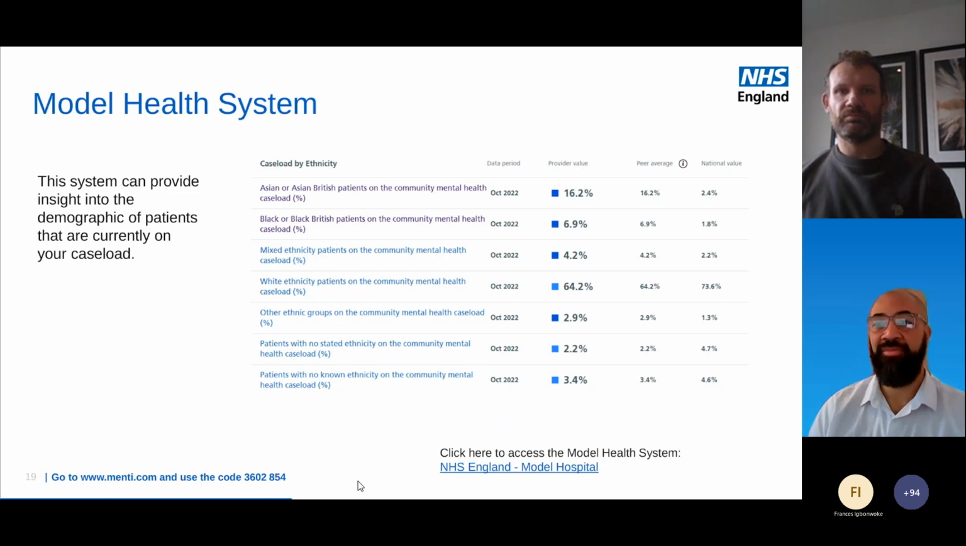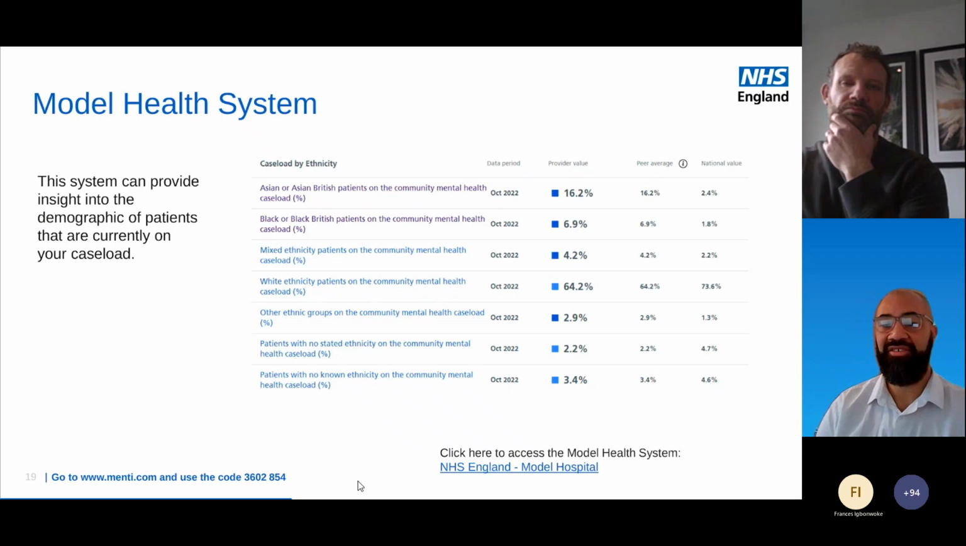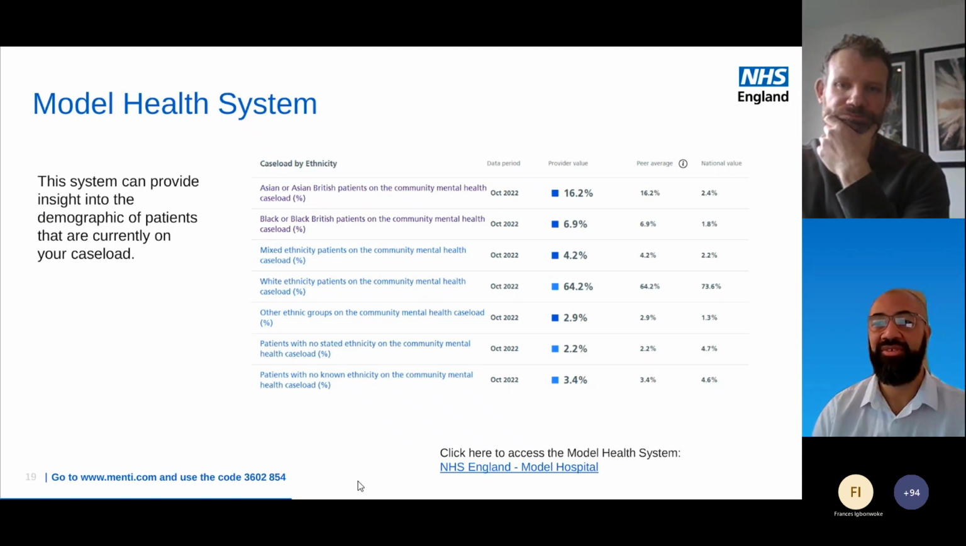You can also have inpatient data on the Model Health System, and this can be broken down by age and gender, so you can see if there are any disproportionate groups being admitted into hospital, or age ranges that are being admitted disproportionately, and to different bed types as well. Next slide, please.